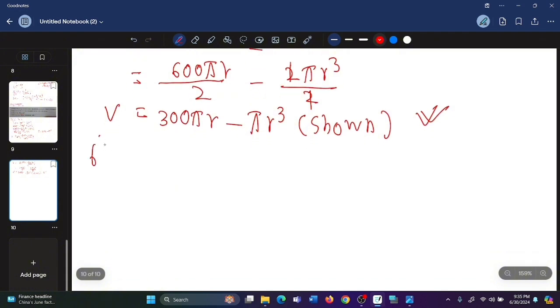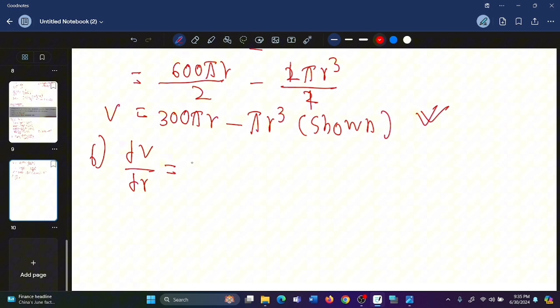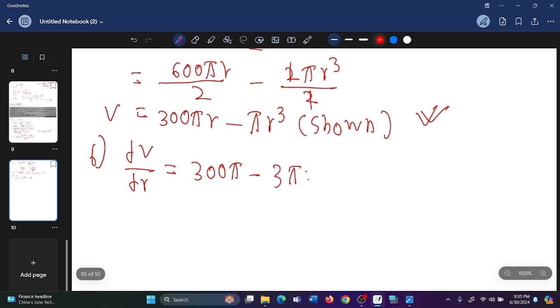In part B, first we need to find dV by dr, that is the differentiation of V with respect to r. So if we differentiate V with respect to r, what do we get? We get 300 pi minus, we bring 3 in front, 3 pi r square. So this is the derivative of V. Now we need to equate this equation to 0 to find at which value of r the V has a stationary value, that is zero gradient.